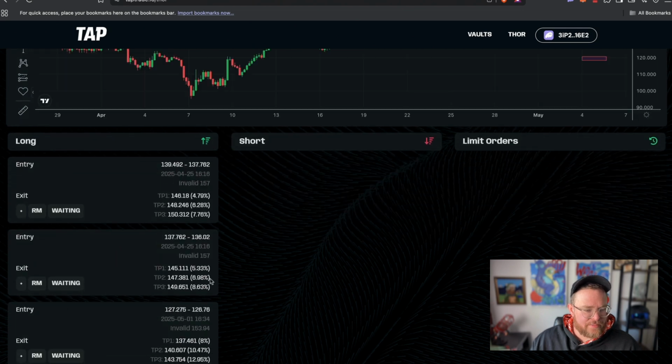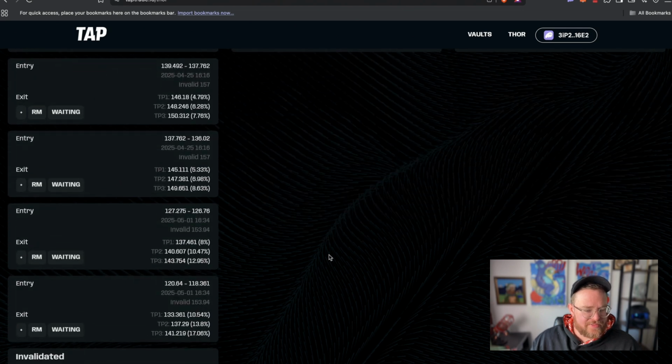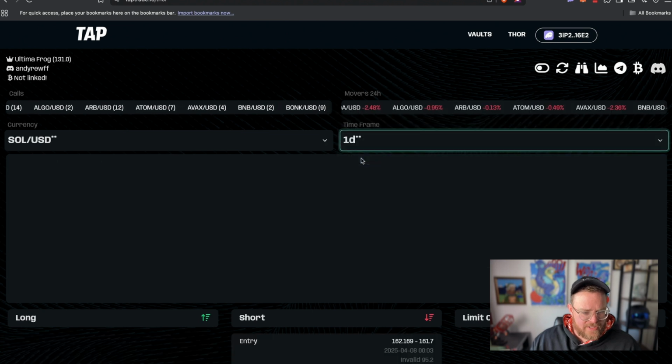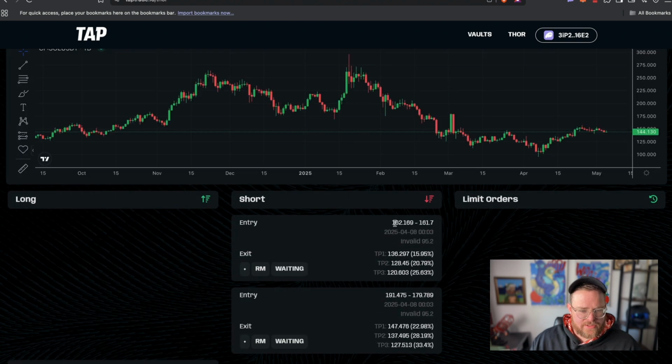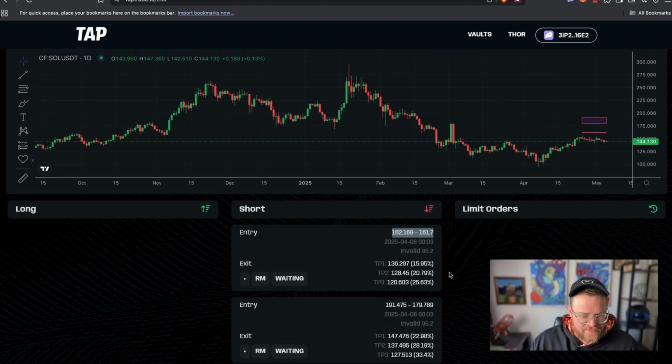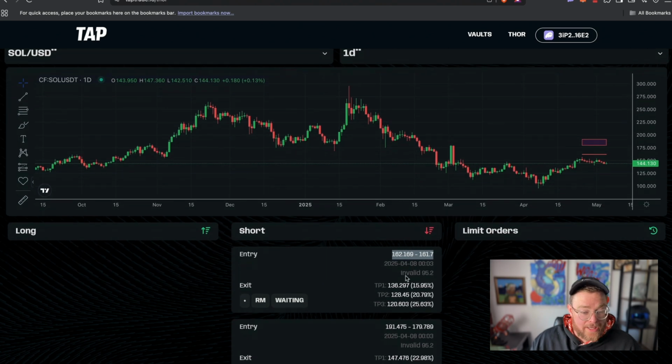So we have invalid at 157, invalid at 153. I already forgot. So this signal so far invalidates all of these 4-hour signals, but hitting entry point on the 4-hour signals does not invalidate the 1 day. Can you see the dots?